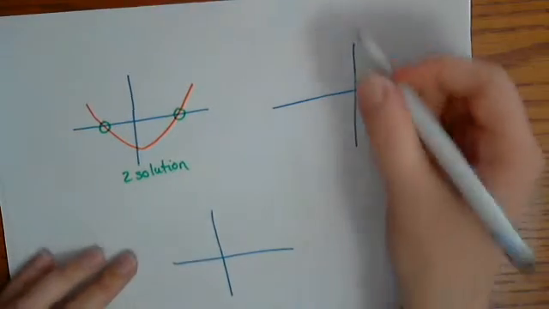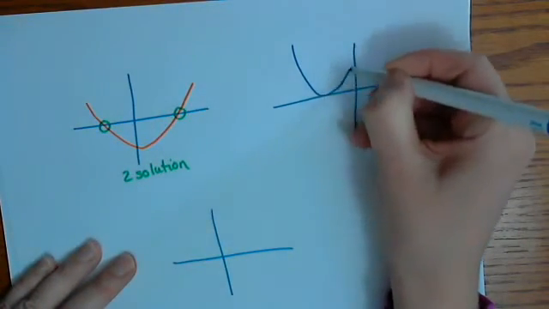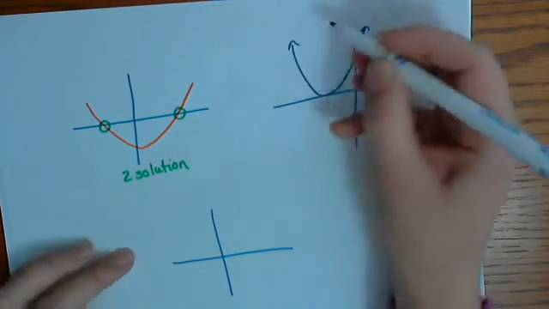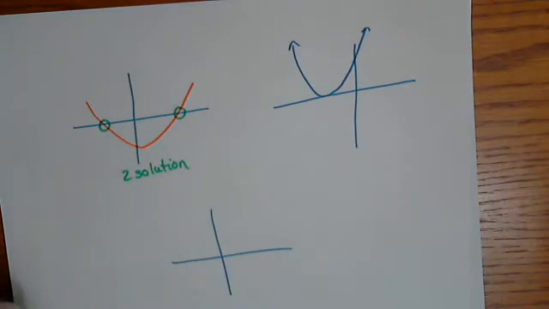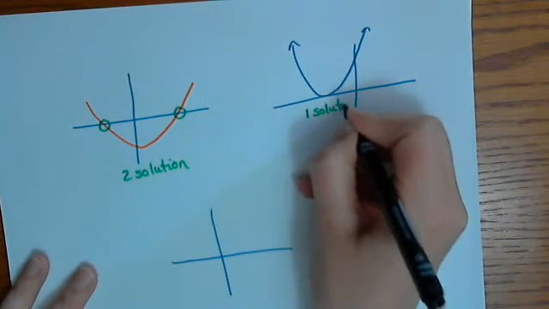Sometimes you're going to have something that touches the x-axis. It doesn't actually cross it. It just comes down and touches it, and then it goes back up again. And when that happens, you are going to have one solution.